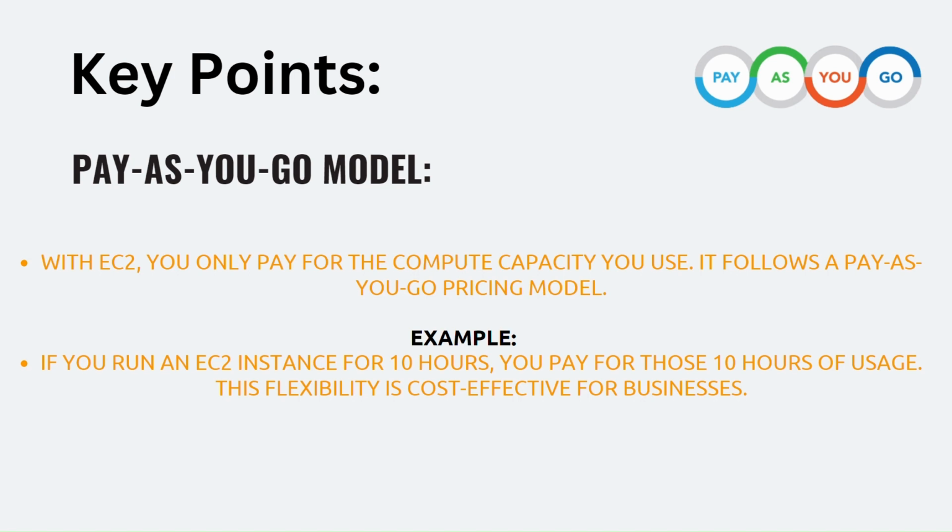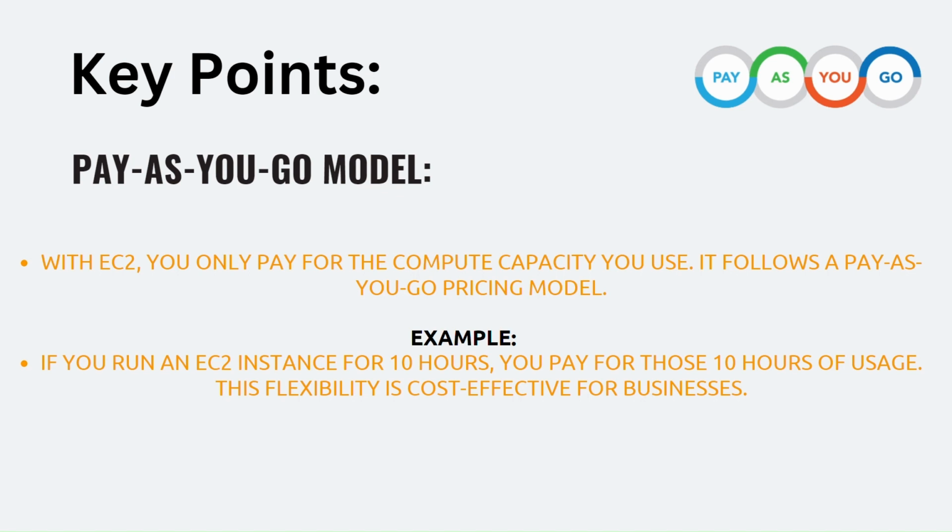Imagine you are at an ice cream shop. With traditional buying, you would pay a fixed price for a big tub, whether you eat a little or a lot. Now think of Amazon EC2 pay as you go like paying for ice cream by the scoop. With EC2, you only pay for the computing power you actually use. If you run your virtual server, meaning instances, for 2 hours, you pay for those 2 hours, just like paying for two scoops of ice cream.